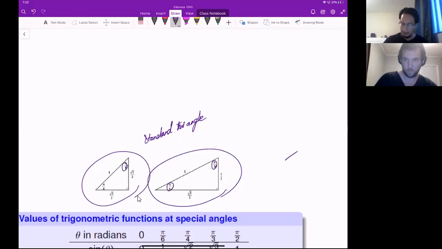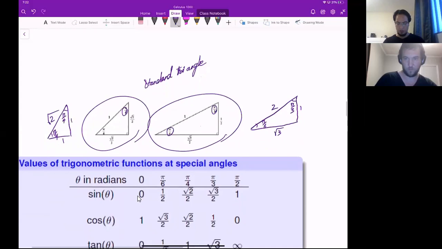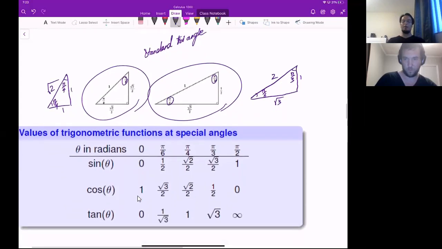You may see me using another version of these triangles. Either you use or will work. So you may see me write 2 there, 1 there, root 3. This is pi over 6, and this is pi over 3. For this other one, you may see me writing 1, 1, root 2. So this is pi over 4. For those ones, now you have this table.